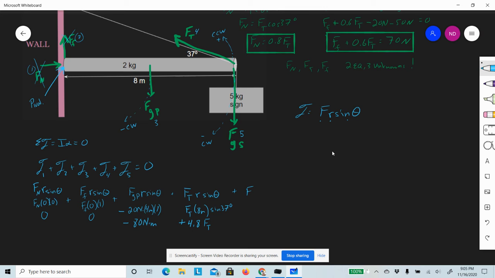It's going to be the force of gravity times the radius times the sine. This is acting at 90 degrees. So this is going to have a weight of just about 50 newtons, 5 kilograms. It's at 8 meters away. And the sine of 90 is going to be 1. So that's going to be negative, again, because it's going to make it rotate clockwise. So negative 50 times 8 is 400 Newton meters. All of that equals 0.